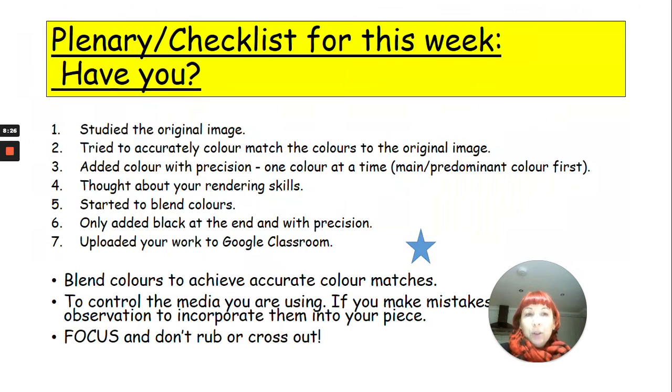So, once you've added all the colour and you have defined any areas that you wanted to define with black, I want you to come back to our checklist and have a look at your image, have it in front of you and go through the checklist. Did you study the original image? Have you tried to accurately colour match the colours to the original image? Have you added colour with precision, one colour at a time, using that main or predominant colour first? Have you thought about your rendering skills?